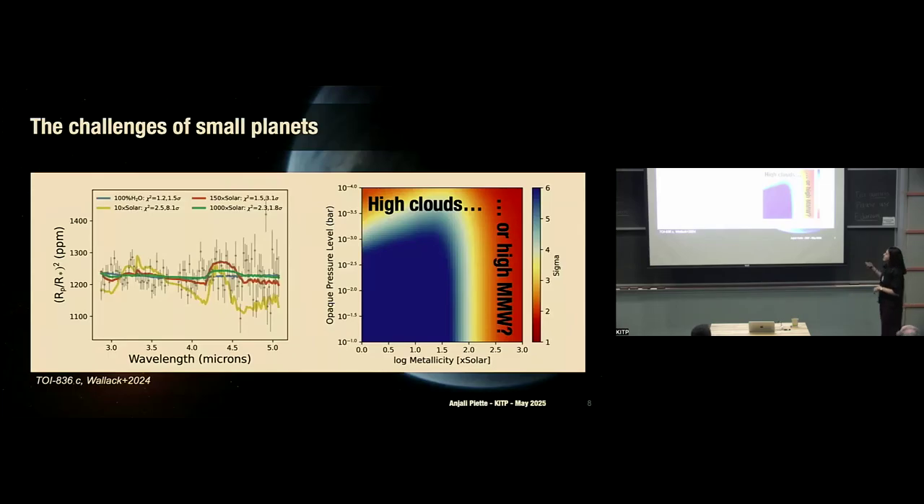And this then becomes a good launching point for follow-ups of, okay, if these are the possibilities, how do we rule out high altitude clouds, or how do we rule in or out high metallicity?